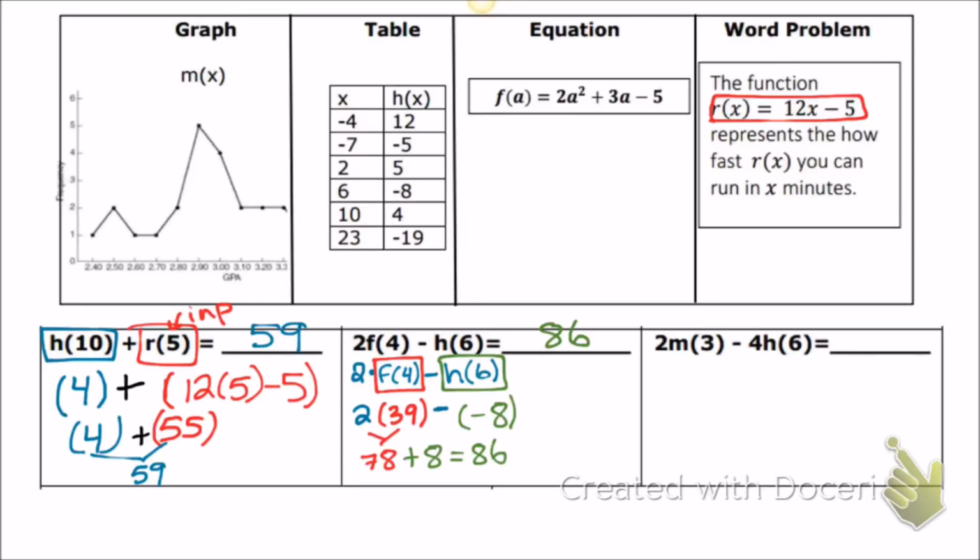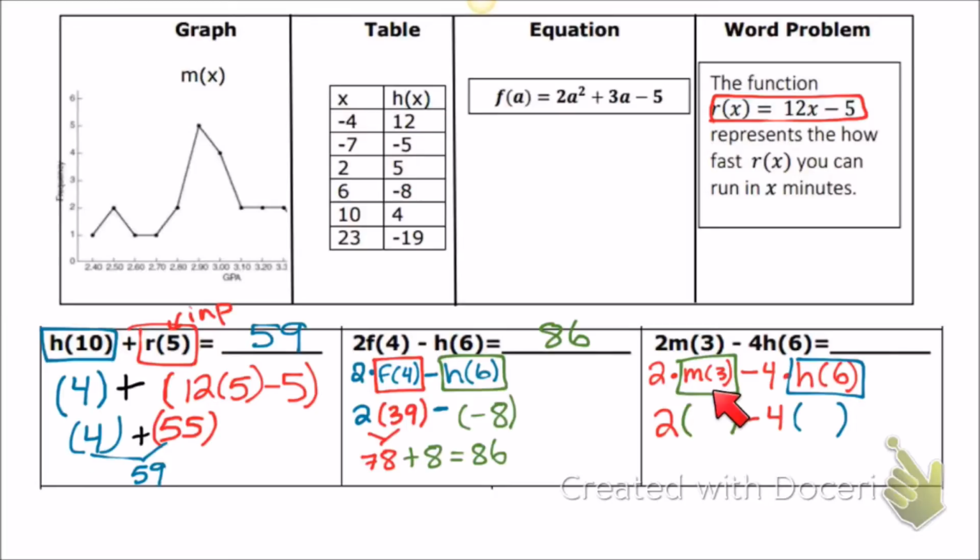Okay, we have 2 times m of 3 minus 4 times h of 6. So we need to find out what m of 3 is, and then we need to find out what h of 6 is. Okay, so I'm going to bring down my 2, and then remember that we're going to multiply that by whatever m of 3 is. I'm going to bring down my minus 4, and I'm going to multiply that by whatever h of 6 is.